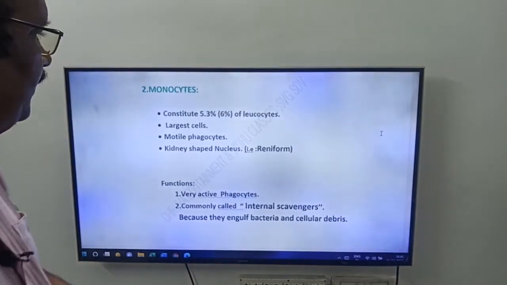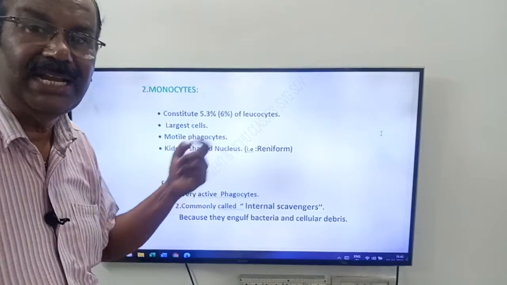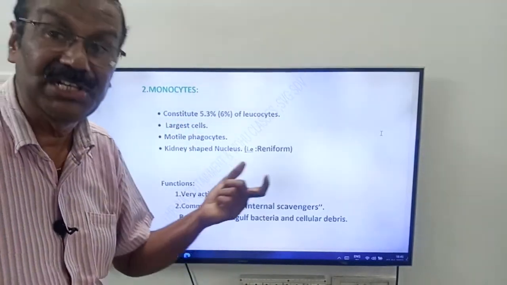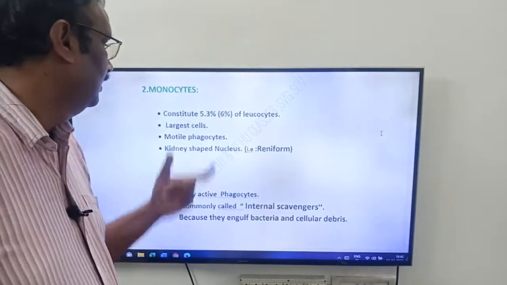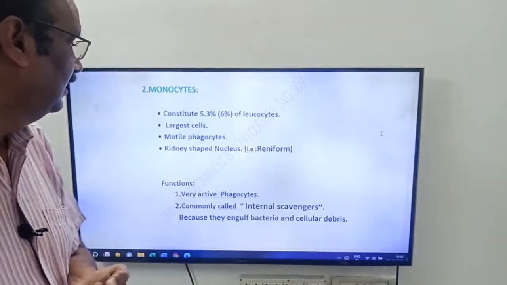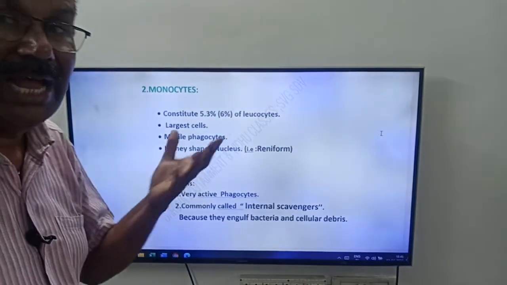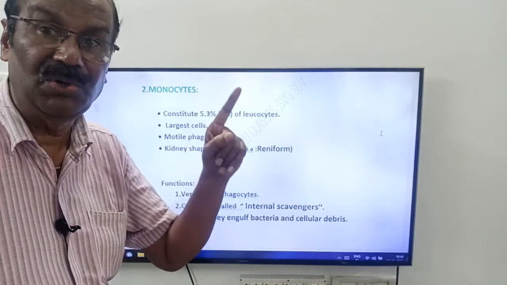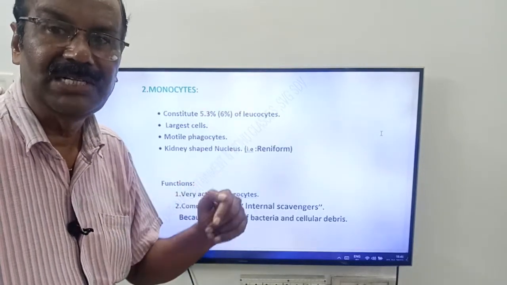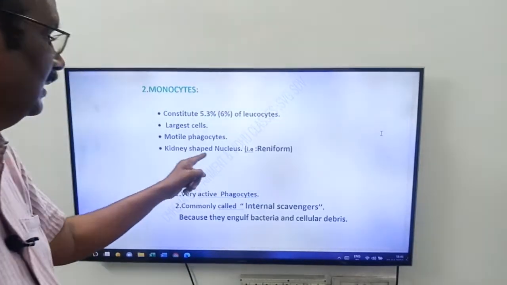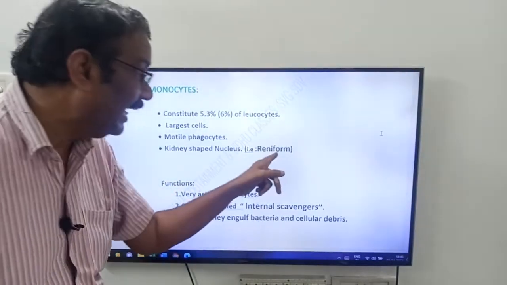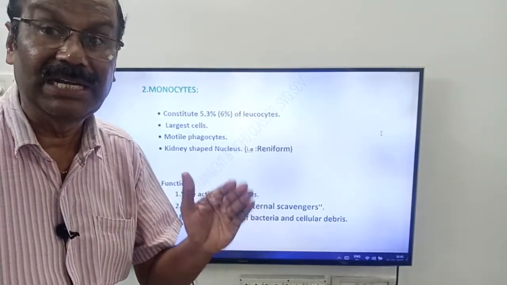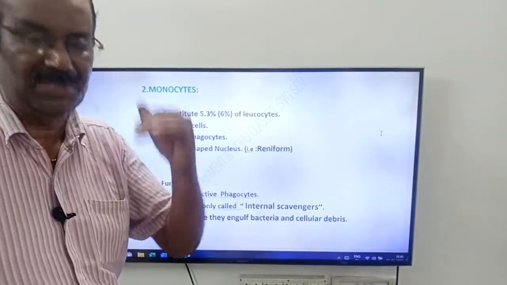Now come to monocytes, friends. Second type of agranulocytes. They constitute 5.3% or 6%. You have to write, these are the largest cells. These are the motile phagocytes, active phagocytes. Active phagocytes are two: one is neutrophils of the granulocytes and monocytes of the agranulocytes. They have a kidney-shaped nucleus, reniform, kidney-shaped nucleus. Monocytes have a kidney-shaped nucleus. That is the identification character of monocytes.